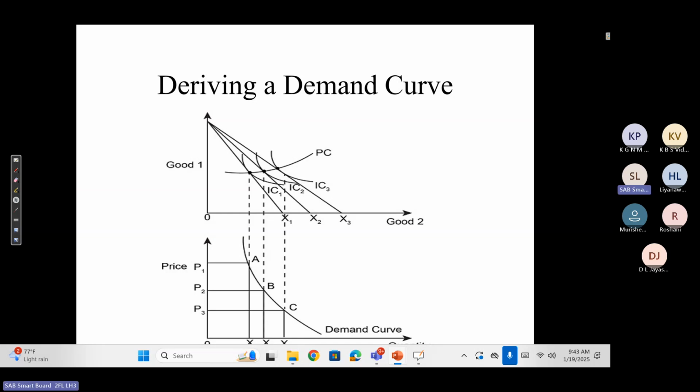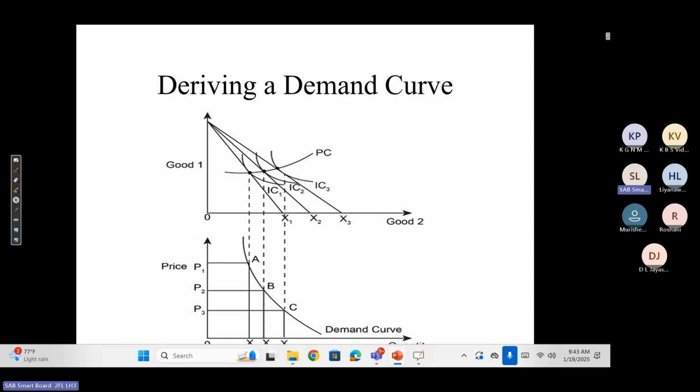The theory behind the law, we explain under consumer behavior, using the indifference curve analysis. I'm not going to explain it again. Here we assume the price of the product decreases continuously, and the quantities demanded are X1, X2, X3.